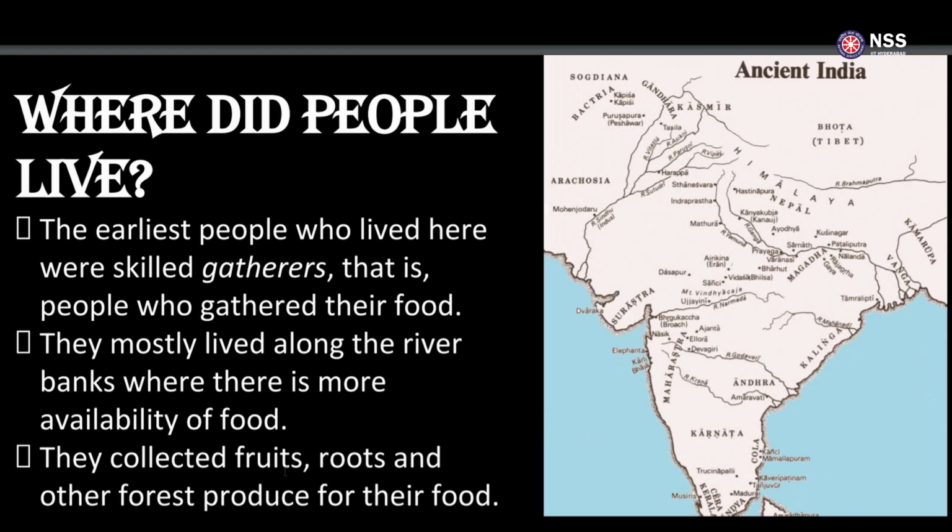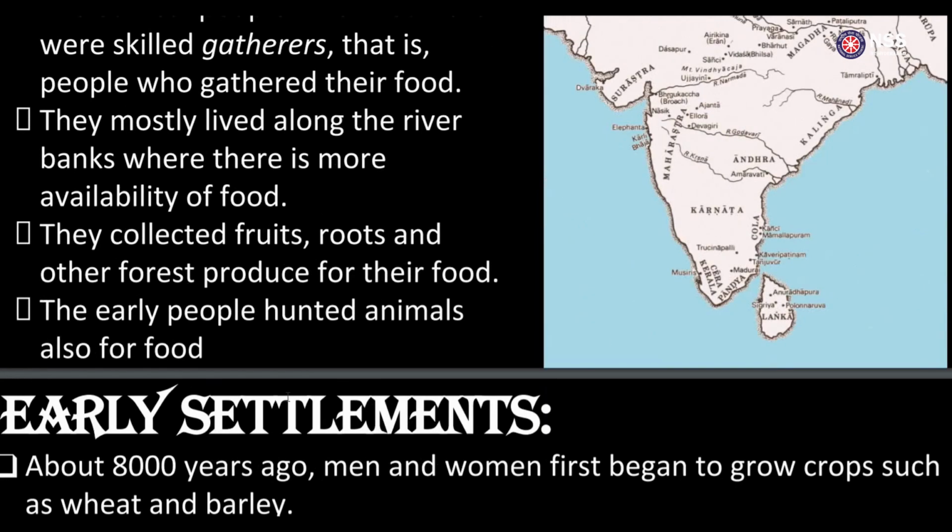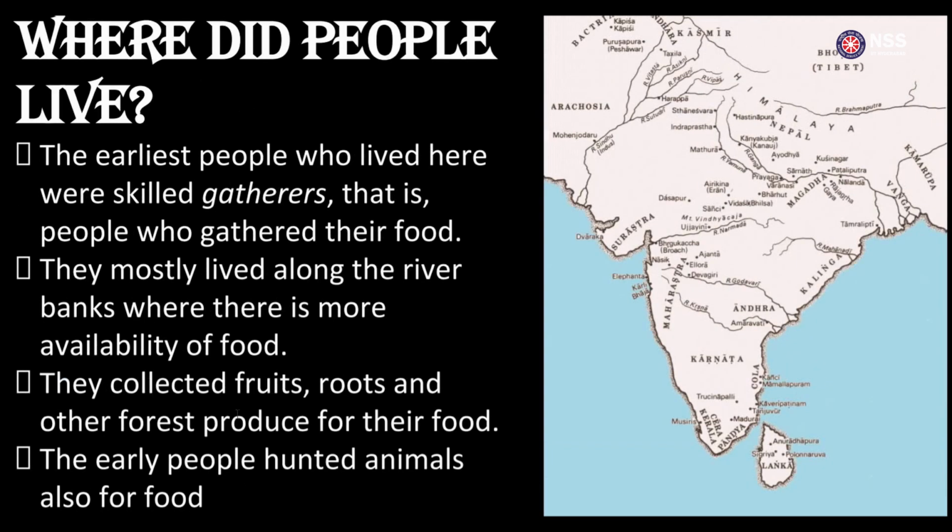They collected fruits, roots and other forest produce, which would be useful for them. Even wood is very useful for them. They can use it as furniture. And the early people even hunted animals for food. What you observe from all this is that they were just looking to gather something, hunt something and eat something. They still did not start doing anything with their skill. Now let us see how some development has taken place in their lives.